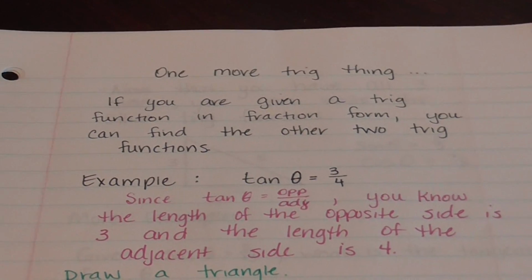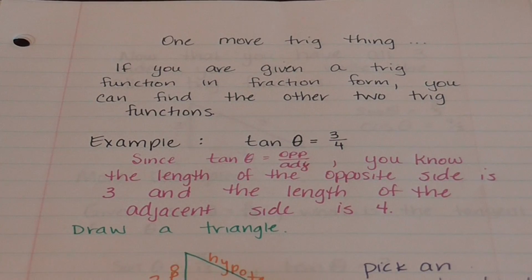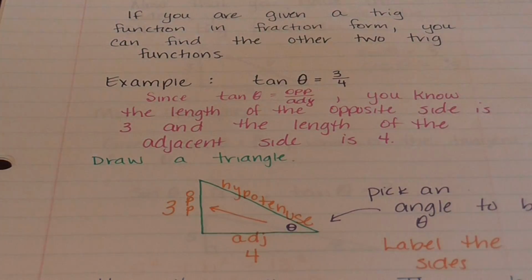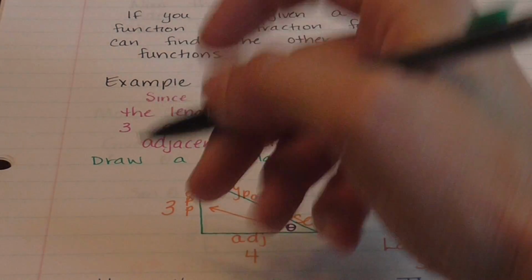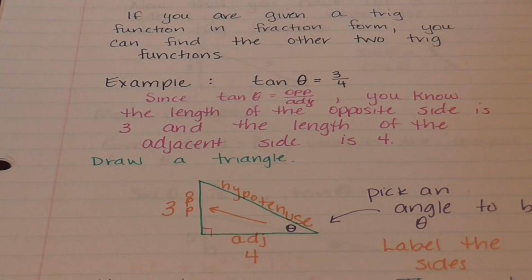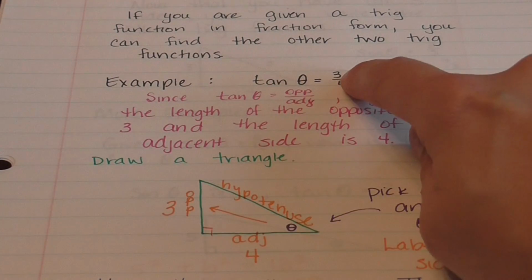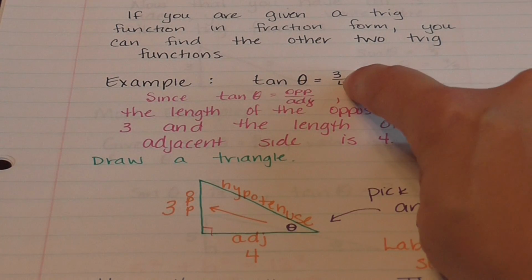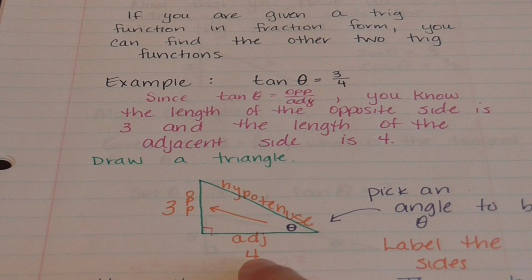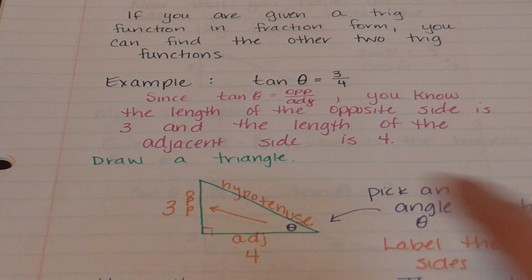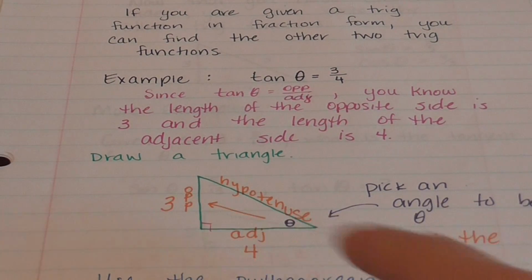So the best thing to do at this point is draw a triangle. Go ahead and mark theta. It doesn't matter which angle you pick to mark theta as long as it's not the 90-degree angle, which is right here. So here's our theta. I know my opposite is 3 because tangent is opposite over adjacent, and my adjacent would be 4. I knew this was the opposite side because I could draw the straight arrow to it. So I'm going to label my sides 3 and 4.